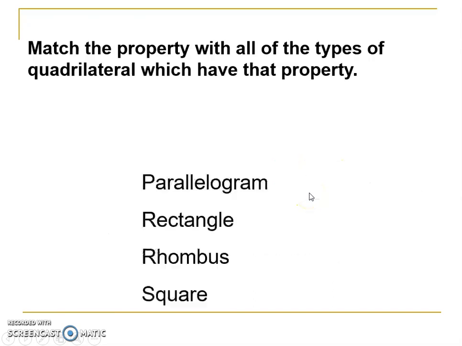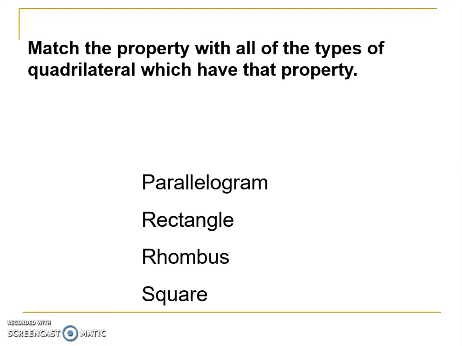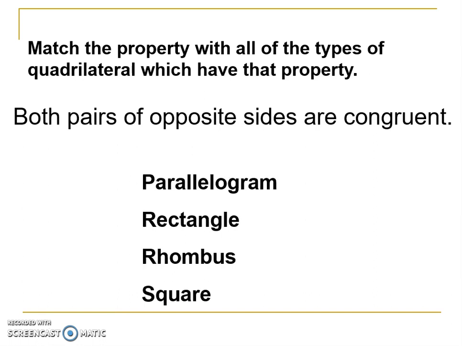So match the property with all the types of quadrilateral which have that property. The diagonals are congruent. Which ones? Rectangle and square, right? Both pairs of opposite sides are congruent. Which ones? Parallelogram, rectangle, rhombus, and square, all of them.